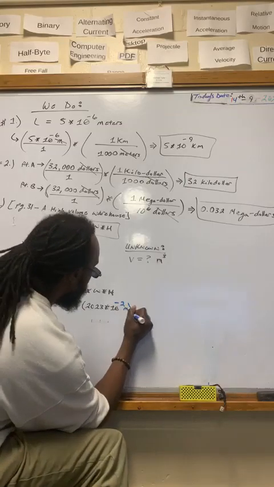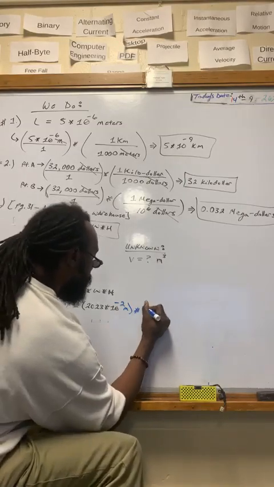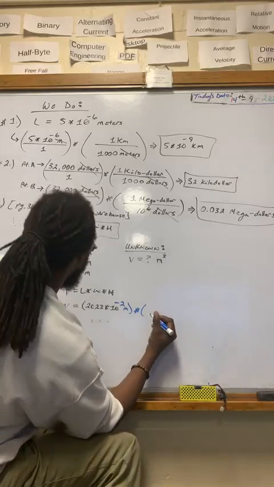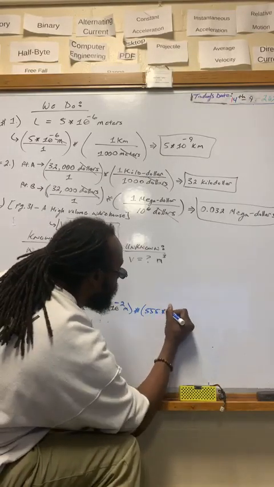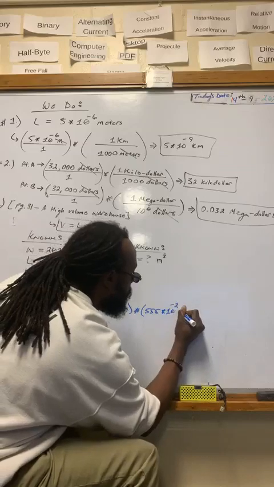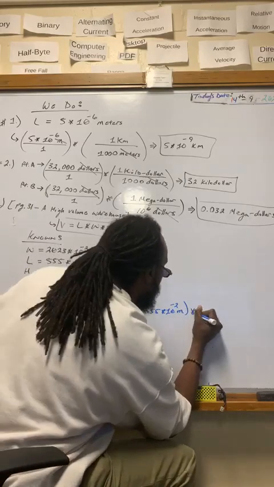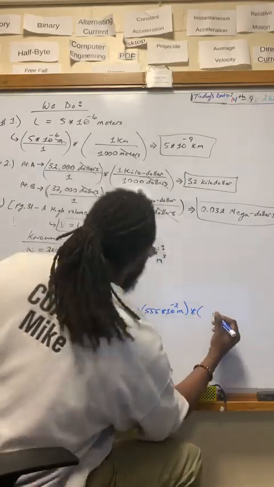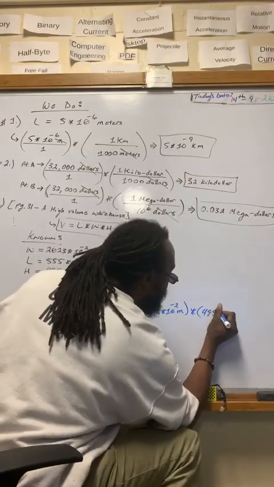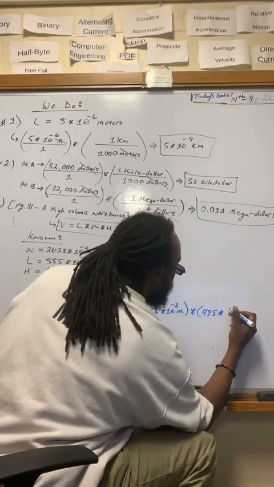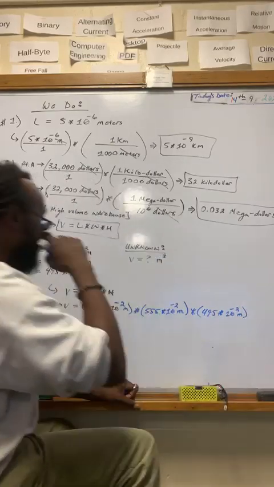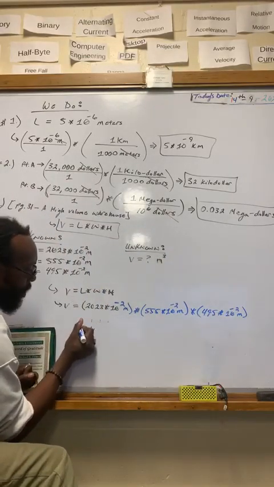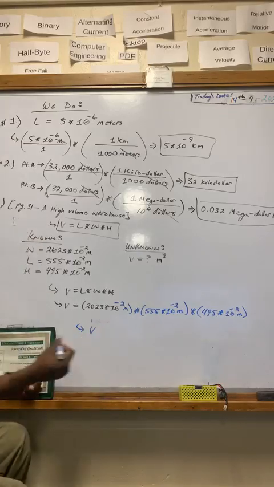And that's meters times, almost through. We got the length, right? That was 555 times 10 raised to -2 meters, times, we got the last part of our equation, 495 times 10 raised to -2 meters. Close parentheses. That means your volume overall is going to be of the warehouse.